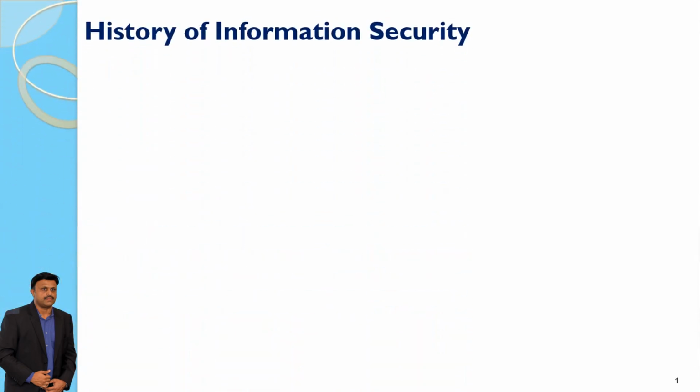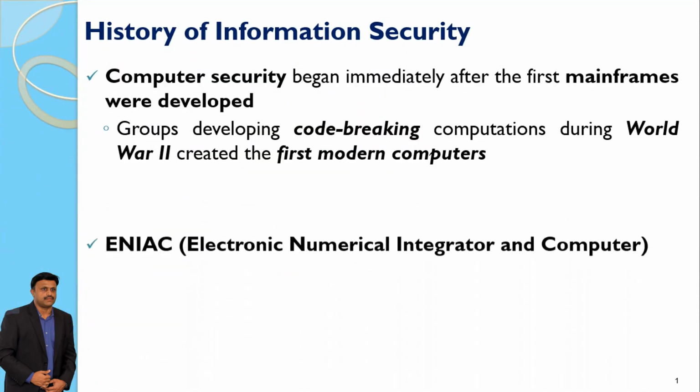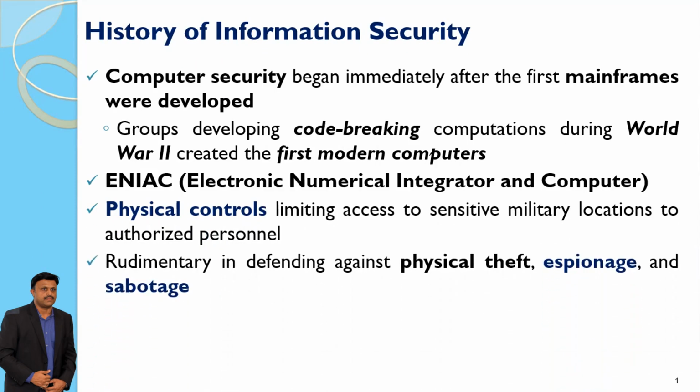The history of information security began with the development of mainframes and code breaking during World War II. Physical controls and measures to prevent theft, espionage, and sabotage were established early on.